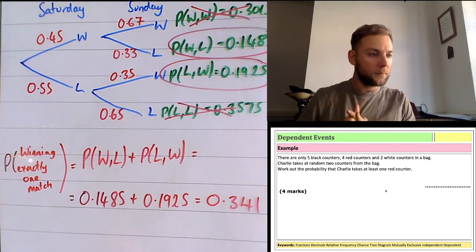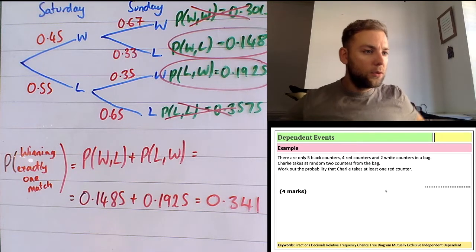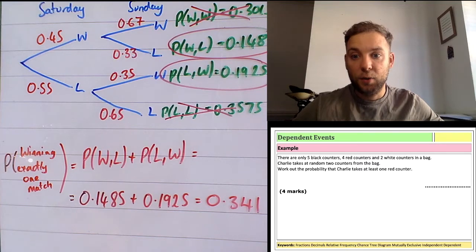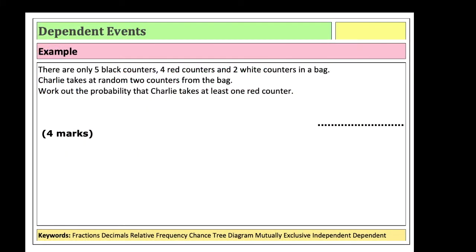Now, I'll make it big for you so you can see it. Do make sure you're getting these down in your notes, because remember, the only way to learn maths is to do it. So there are 5 black counters and 4 red counters and 2 white counters in a bag. Charlie takes 2 random counters from the bag. Work out the probability that Charlie takes at least 1 red counter.